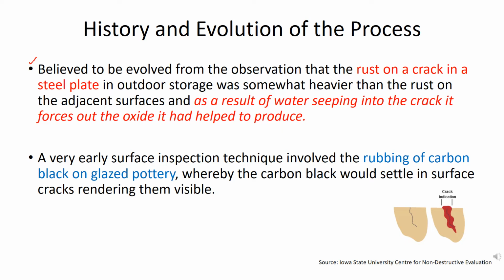And in early days, when people made pottery or ceramic products, they used to make very glazed pottery, meaning pottery with a very shiny surface. If you rub carbon black, which is a very fine powder of carbon having black color, on the shiny pottery, then that carbon powder will go inside the cracks, and due to the carbon powder inside the crack, those cracks become visible. This actually gave us impetus to the development of liquid penetrant testing.